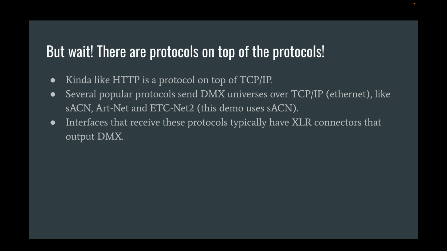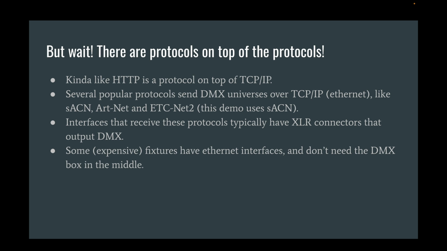Interfaces that receive these protocols typically have the XLR connectors that output the DMX. So earlier I showed you the picture of the silver box with the XLRs on it. That's the thing that's outputting the DMX from the network. Some expensive fixtures have Ethernet interfaces right in them, so you don't even need the DMX box in the middle. Now, you still have to address them, but the difference is that because it's over Ethernet, and as I said earlier, you can send multiple universes over Ethernet using these different protocols. The listening fixture, you can tell it to listen to a specific channel in a specific universe and send all the universes over the same network.